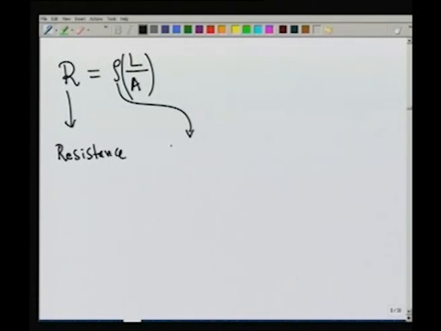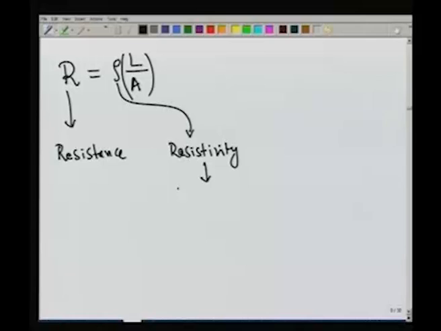This is my resistivity. This is the length of the object over which I would like to measure the current, and A is simply the area of the cross section. We know that. Now that means what I call resistance is actually a property of the material and also the geometry, the length that a current has to traverse and the area of the cross section, whereas this is a property entirely of the material, a property of the material independent of geometry.